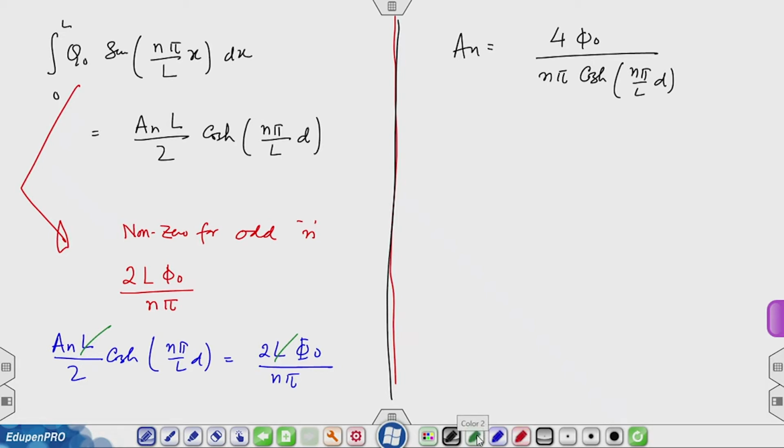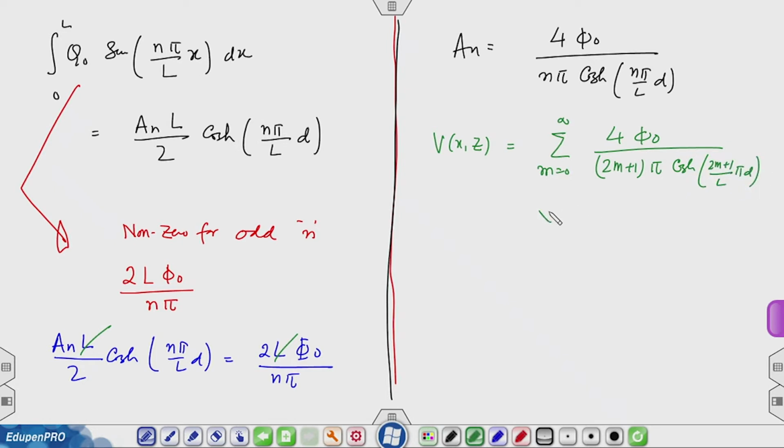I'll write this taking care of the fact that n is odd as V(x,z) equals summation m equals 0 to infinity 4φ0 over (2m+1)π cosh((2m+1)πd/L) times sin((2m+1)πx/L) times cosh((2m+1)πz/L).